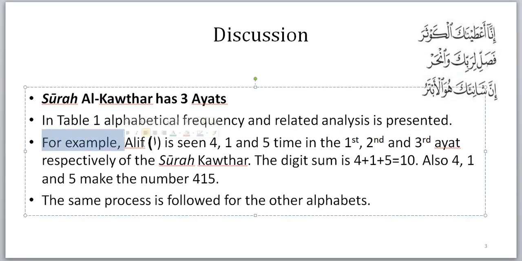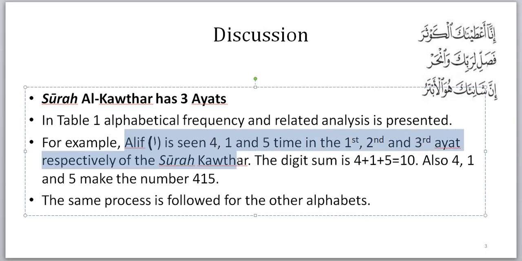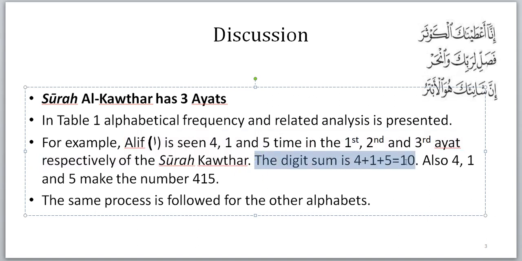For example, alif is seen 4, 1, and 5 times in the first, second, and third ayat, respectively, in the Surah Al-Kawthar. The digit sum is 4 plus 1 plus 5, that means 10. And also 4, 1, 5. These three numbers make the whole number 415, 451.